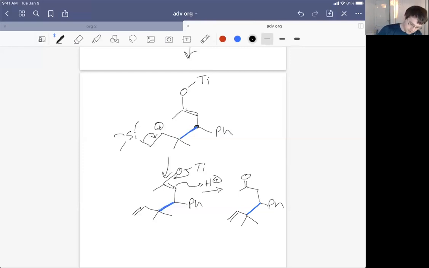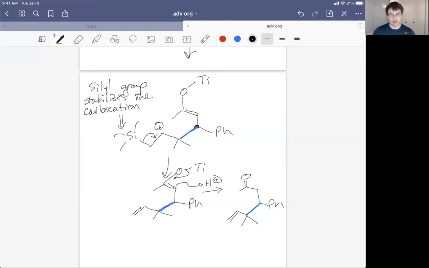I'm just going to emphasize here that the silicon, or the silyl group, stabilizes the carbocation, and this is called the beta silyl effect, for what it's worth. But silicon is often used. It both increases the nucleophilicity of the pi bond and it stabilizes the resulting intermediate, and then it readily falls off. So it's a nice innocent bystander in all of this.